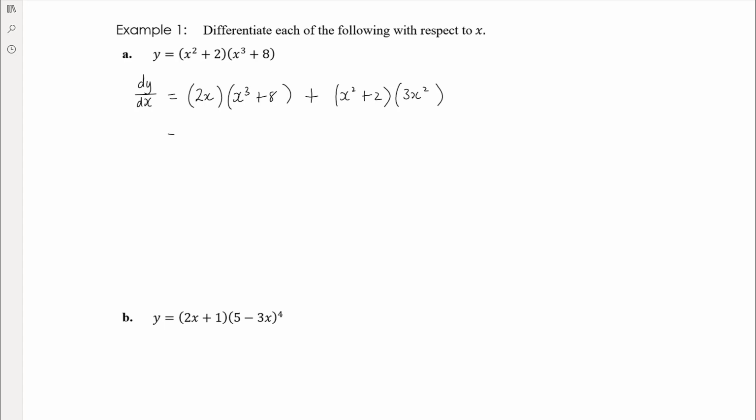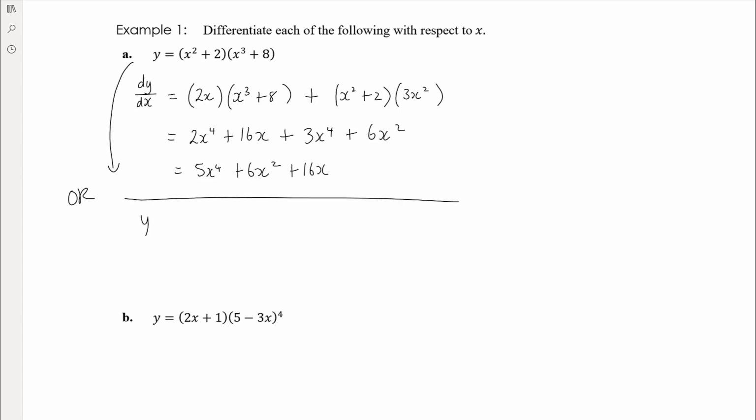Okay, and then I've got a lot going on here, so there's a lot that could be tidied up. I'm going to expand out those brackets and collect together some like terms. So I've got 2x to the 4 plus 16x plus x squared times 3x squared, so that's 3x to the 4, and 2 times 3x squared, so that is 6x squared. And so I have 5x to the power of 4 plus 6x squared plus 16x. Okay, perfectly fine.